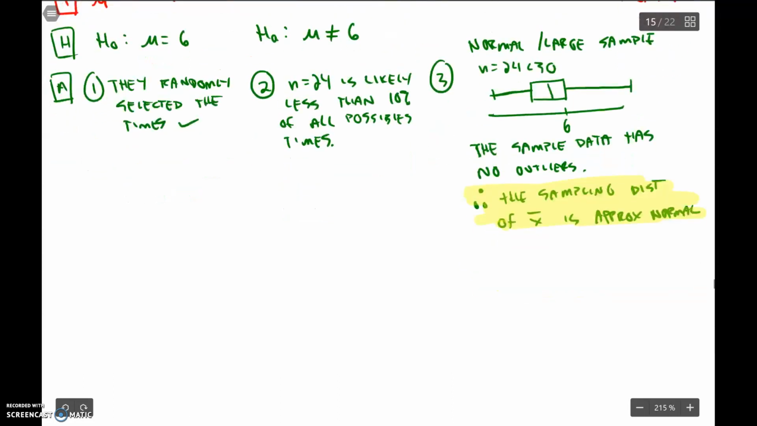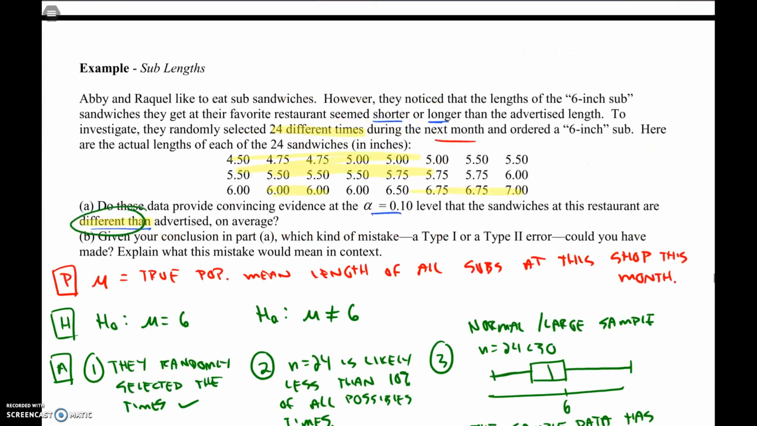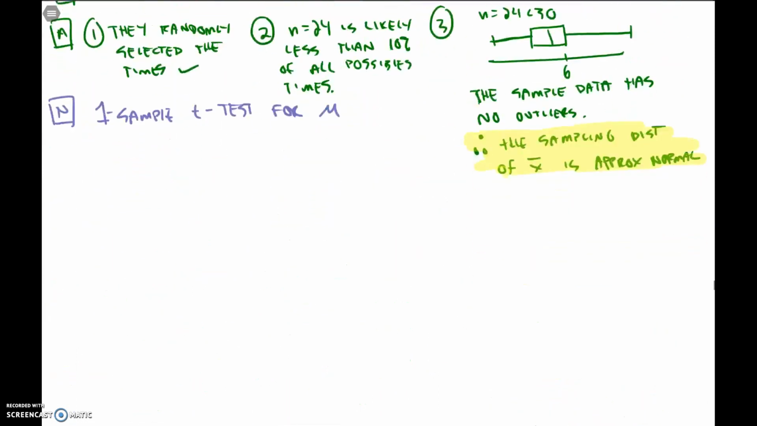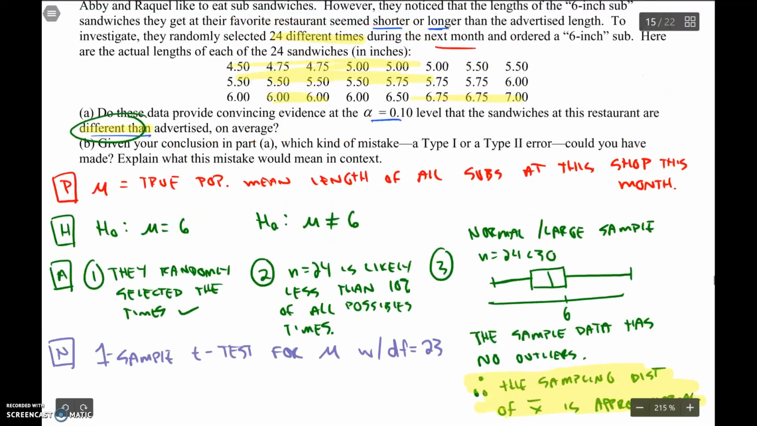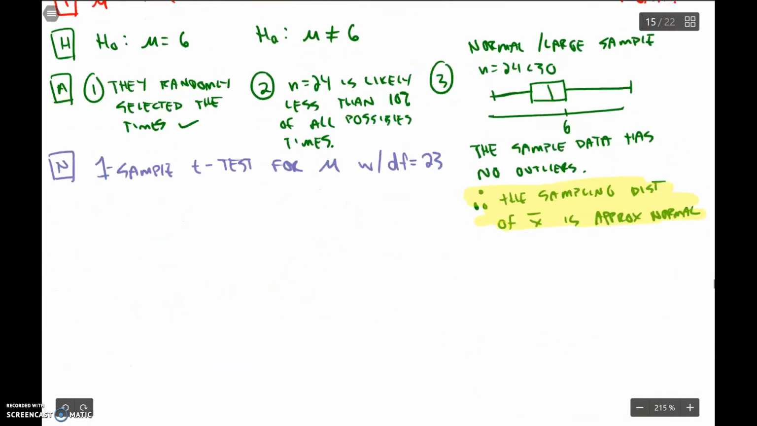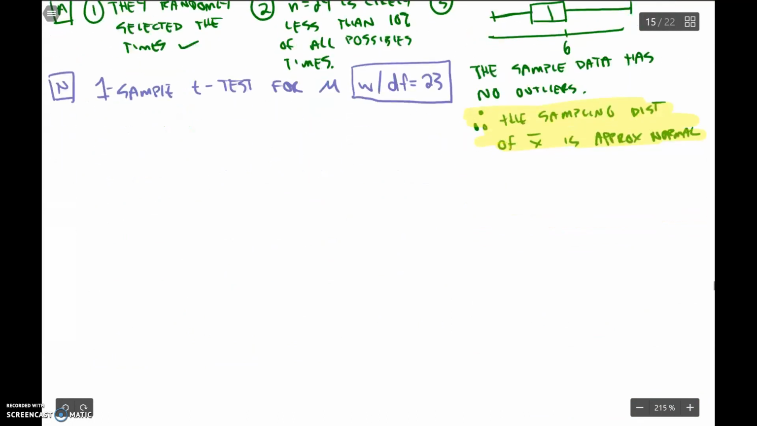Do it. Name the test. This is a one sample t-test for a mean. Why t-test? Because I don't have any population standard deviation anywhere, right? And this is a good place to put the degrees of freedom. With degrees of freedom equal to 23. I got a sample size of 24, and 1 less than 24 is 23. So you don't have to put it here. It just needs to be someplace on your paper. So get it on there somewhere.